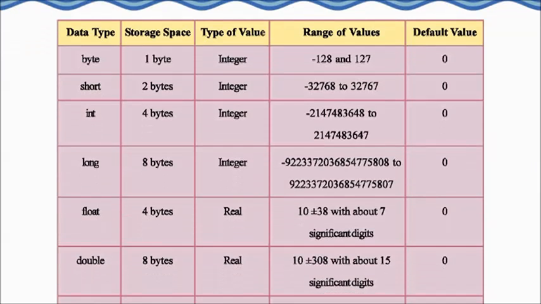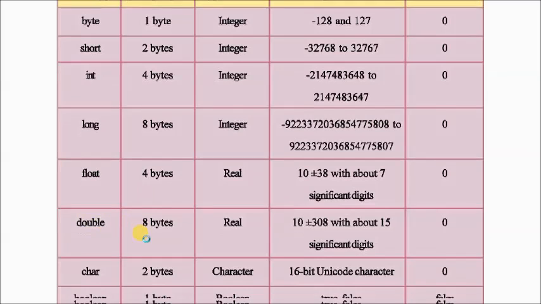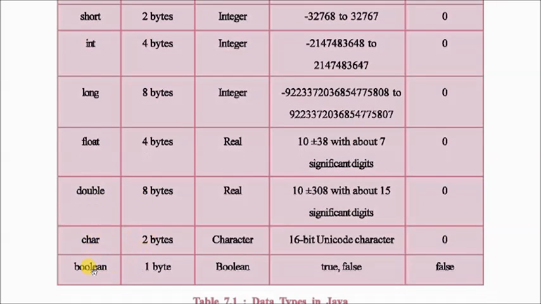Here we can see, okay, byte: how much storage capacity is there? 1 byte. Type of value, it is integer. Range of values, we can say how many values it can store. Default value 0. In the same way, short is 2 bytes, integer 4 bytes, long 8 bytes, float 4 bytes, double 8 bytes, character 2 bytes, boolean 1 byte.